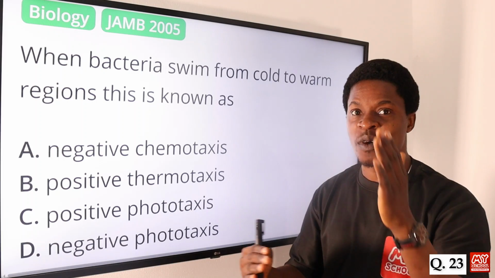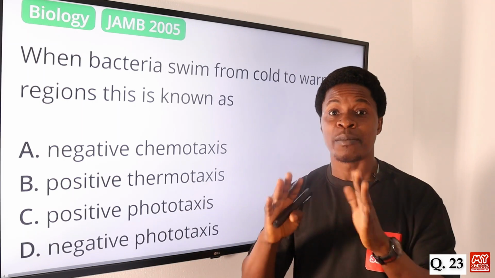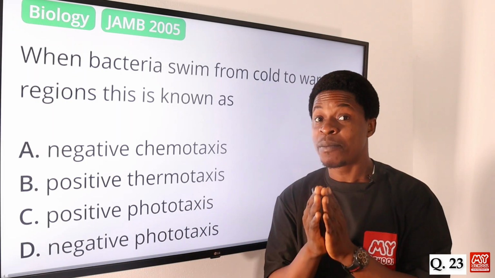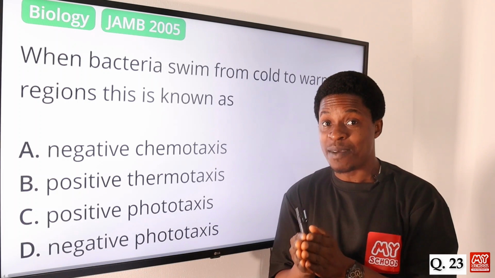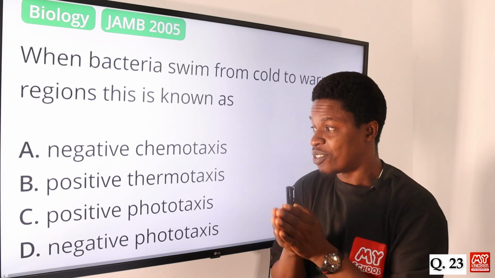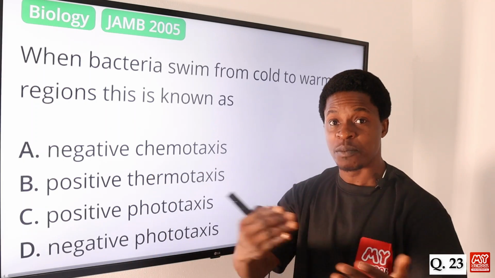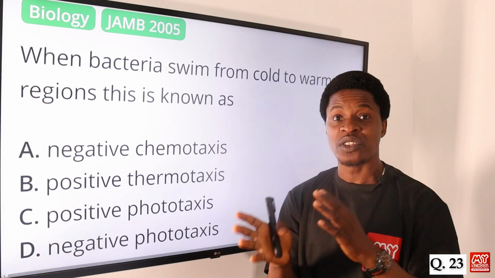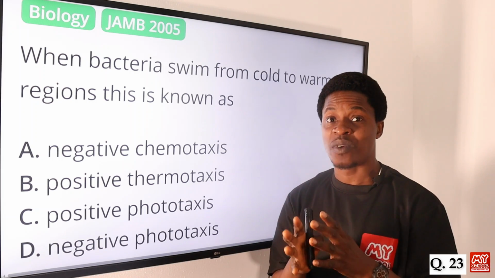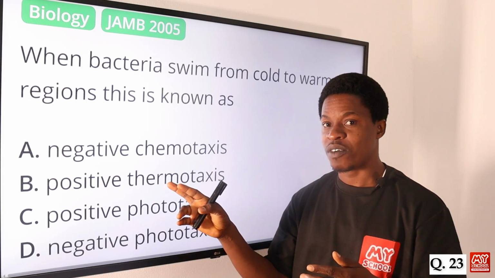regions, cold to warm. When something has to do with cold to warm, it's talking about temperature. And when we talk about temperature, the term that is usually used should be what? Thermo. When you hear thermo, that has to do with heat, temperature. The degree of coldness or hotness of a body is what we refer to as temperature. So that is thermo, of course.